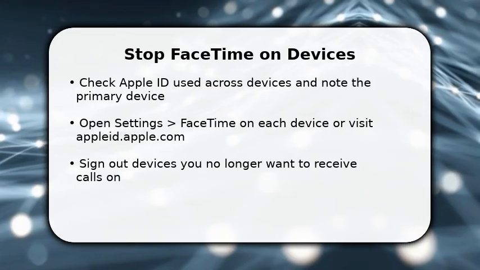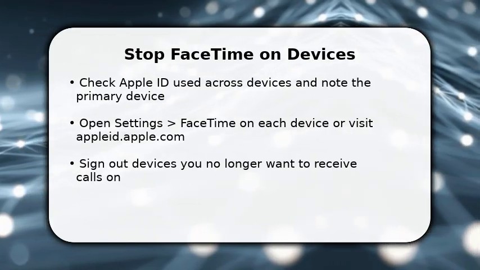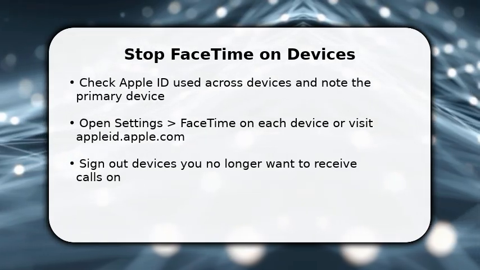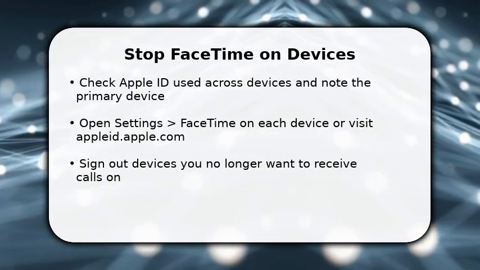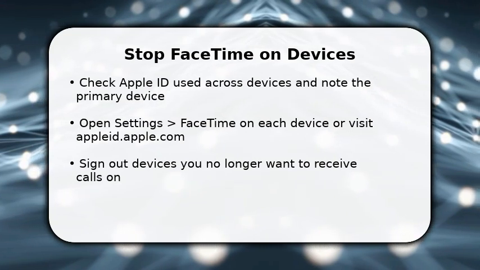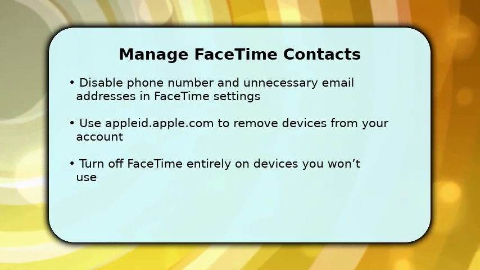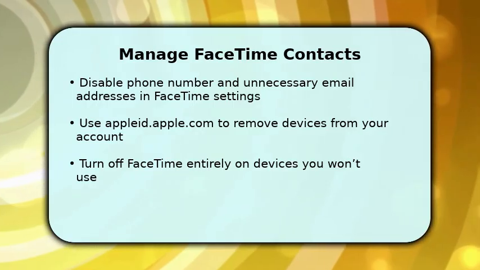If a device is shared, make sure to remove the linked phone number and uncheck reachable email addresses so calls stop routing there. Next, refine which contact points are active. You will disable specific phone numbers and emails from the FaceTime settings so only chosen addresses receive calls.